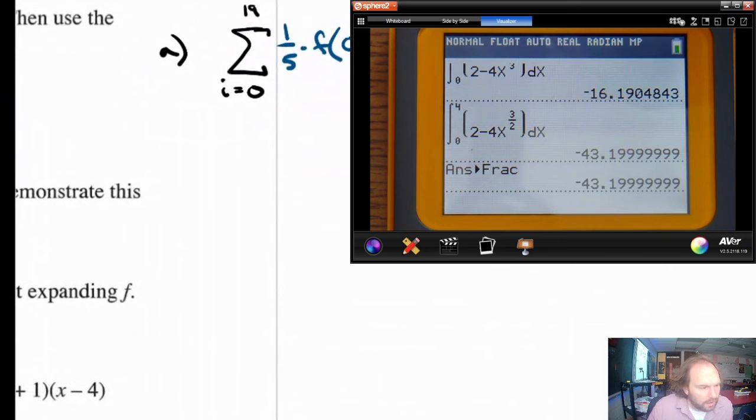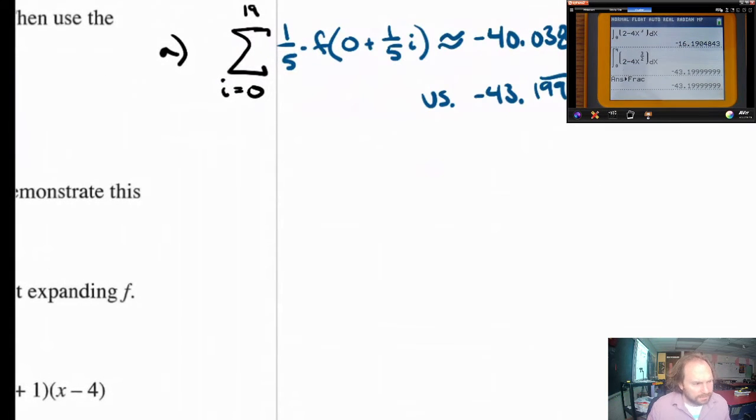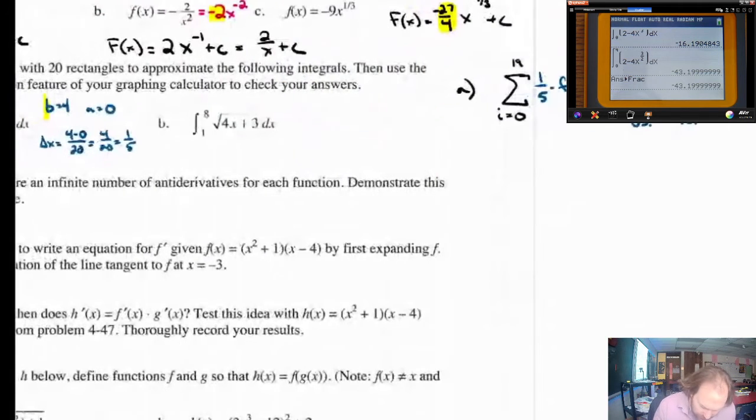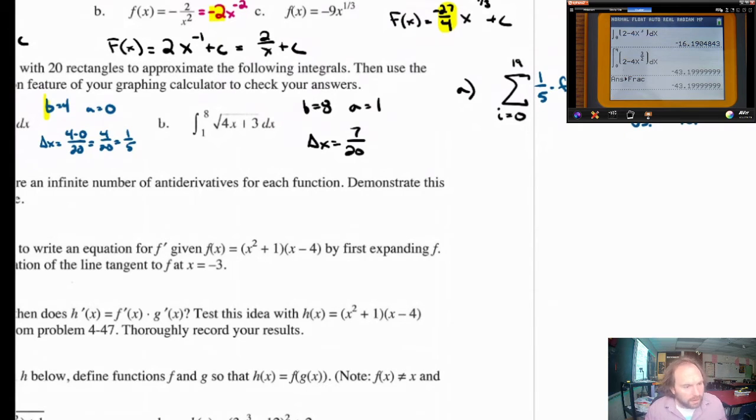Let's try B also. I don't think it'll take that much more time since we kind of have it already here. We're going to use the same process for B. In this case, our B is equal to 8 and our A is equal to 1. We still want to use 20 rectangles, so our delta X will be 7 over 20. That's not a nice one, but we're just going to fudge it on the calculator anyway. Our sigma should look something like this if we're doing this problem correctly.